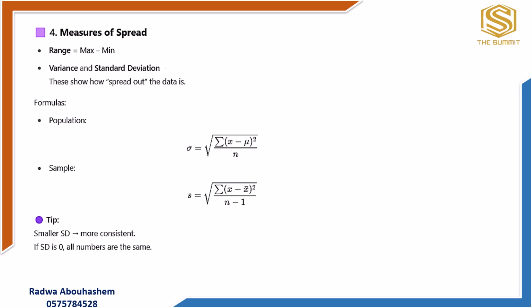We already learned how to measure the center of the data and how the data are centered around a value, right? Now, going to the measures of spread, this means I'm going to tell you how far the data are from each other or whether they are close to each other. We have three ways to do this. The first one is the range, the variance, and the standard deviation.